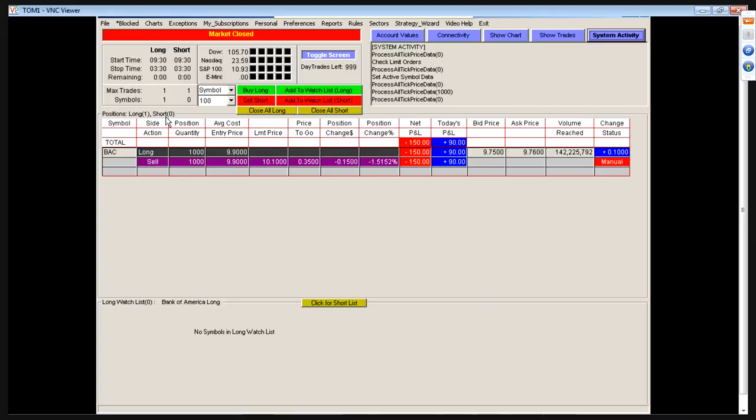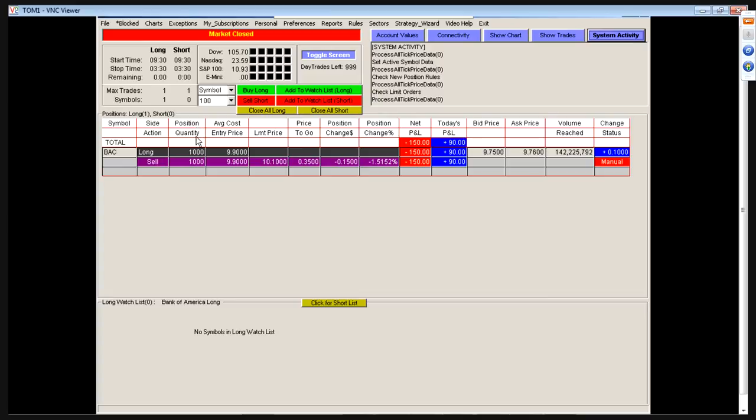And then it'll tell you how many short positions you have. And for this strategy, he's just trading Bank of America long. So symbol tells us what symbol we have, and that's Bank of America Corporation. The next column is going to tell us what side we're on. Are we on the long side or are we on the short side? And on this particular one here, we're on the long side.